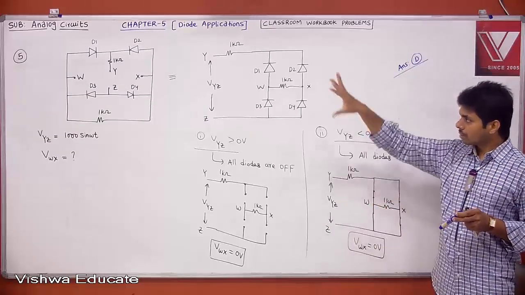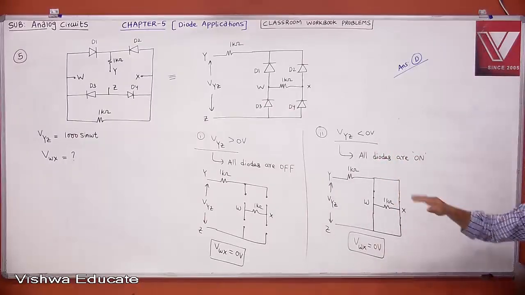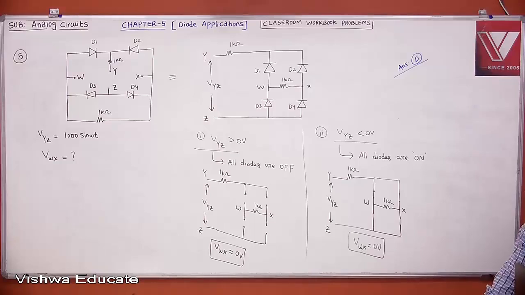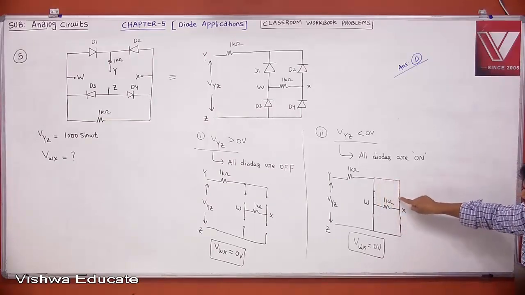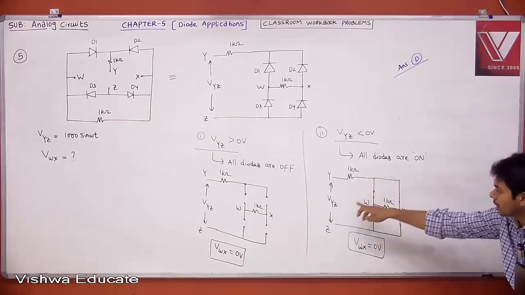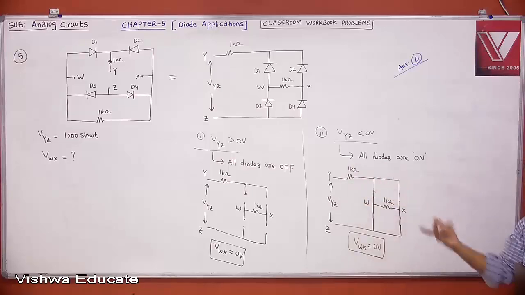It is just to confuse, different terminals are there. But once you redraw it in a simple way, and you know the status of the diodes, and you find VWX, you will get the answer. This is nothing but a short in parallel to 1K, therefore it is 0. Whatever voltage you apply will come to the 1 kilo ohm resistor. That's it.